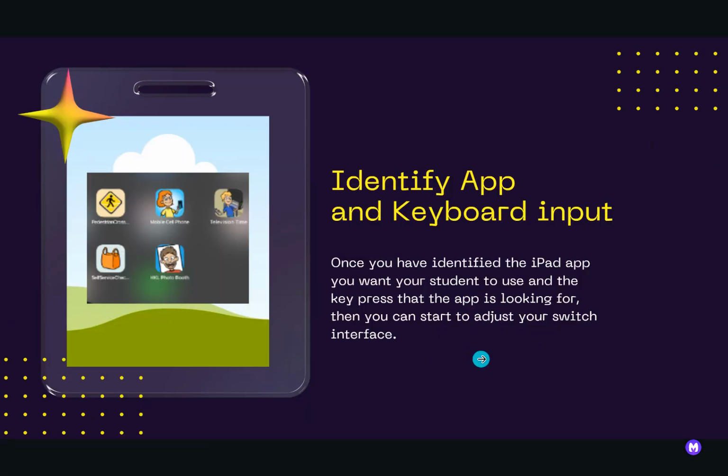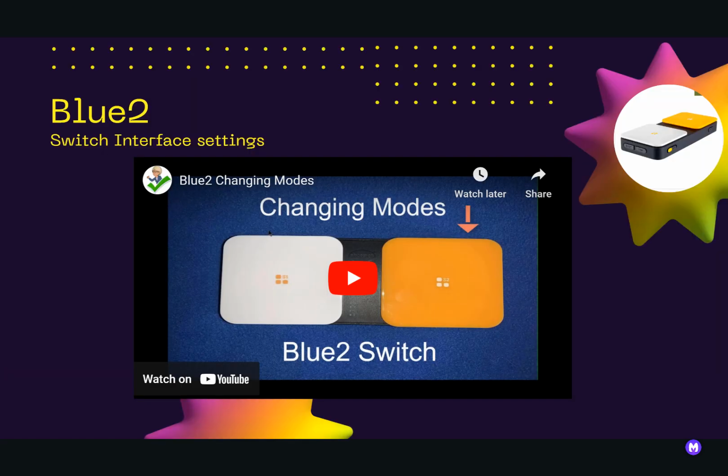So once you've identified the iPad app that you want to use and the key press that the app is looking for, then you can start to adjust your switch interface. And so go ahead and watch the video here about how to change modes with the Bluetooth switch so that that switch press will be recognized by the iPad app that you want to use.